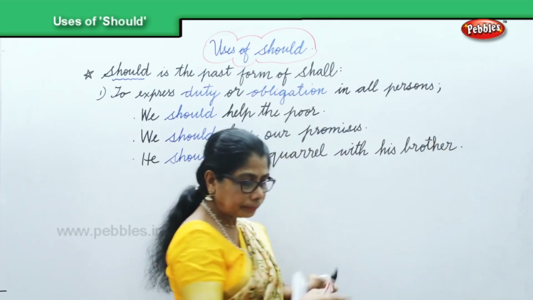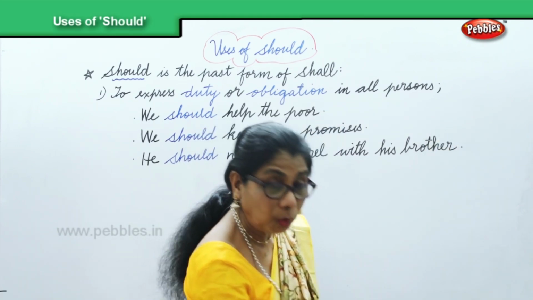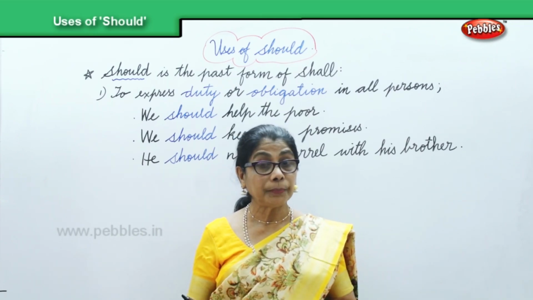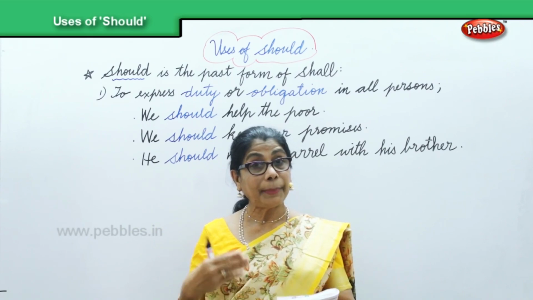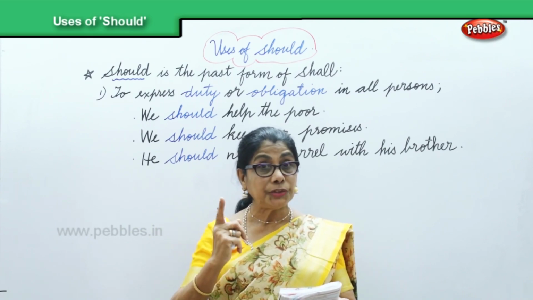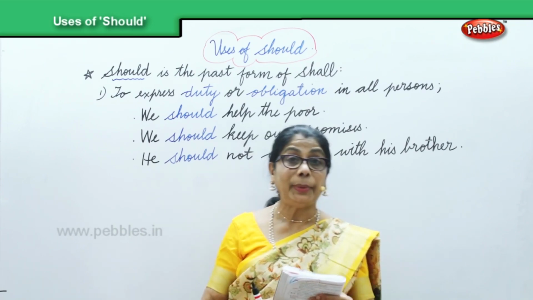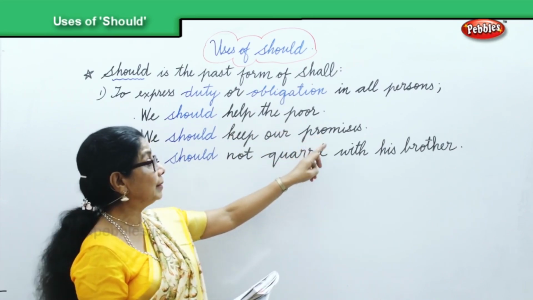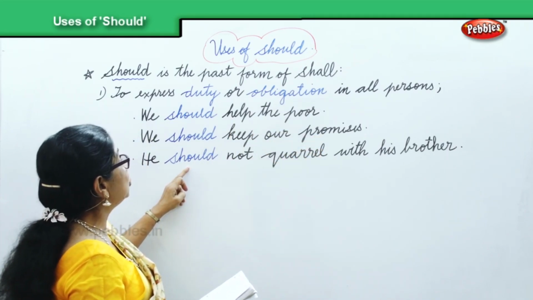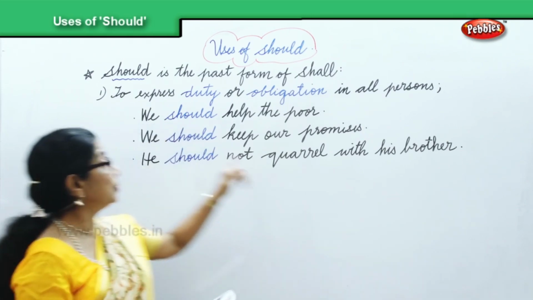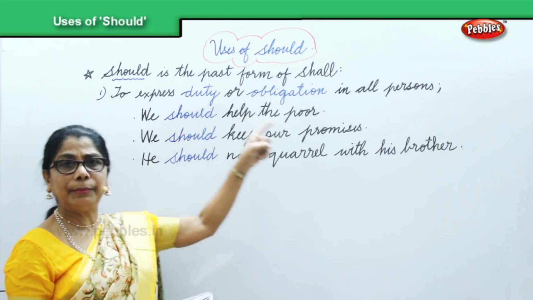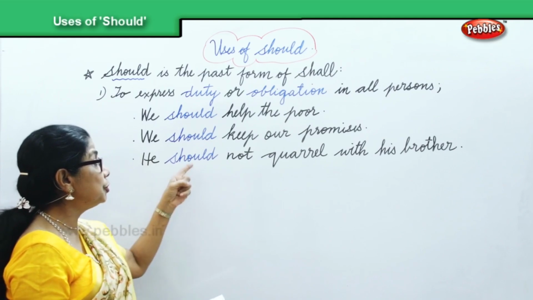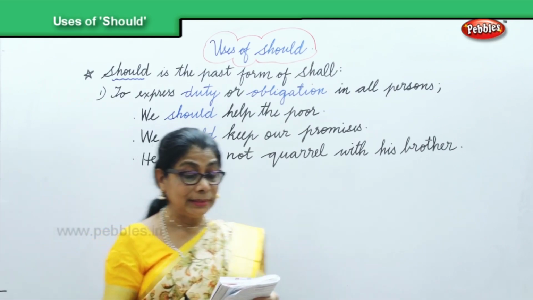All right. Now, we are talking about the usage of should, the past form of shall. So, to express duty, to express obligation, our obligation to the poor, our duty to keep our promise. And here, his duty not to fight with his brother. So, we should help the poor. We should keep our promises. He should not quarrel with his brother.